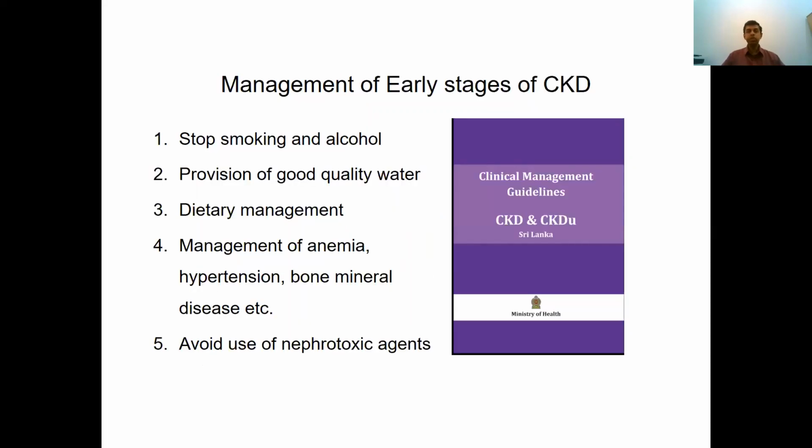So in the absence of a known etiology, we are at the moment only managing the CKD. And the principles remain the same as we have discussed in the previous lecture on CKD. You have to discuss stopping smoking and alcohol consumption, provide them with good quality water, dietary management according to their CKD stage and the complications, management of all complications of CKD and progression factors such as anemia, hypertension, bone mineral disease, and avoid the use of nephrotoxic agents.